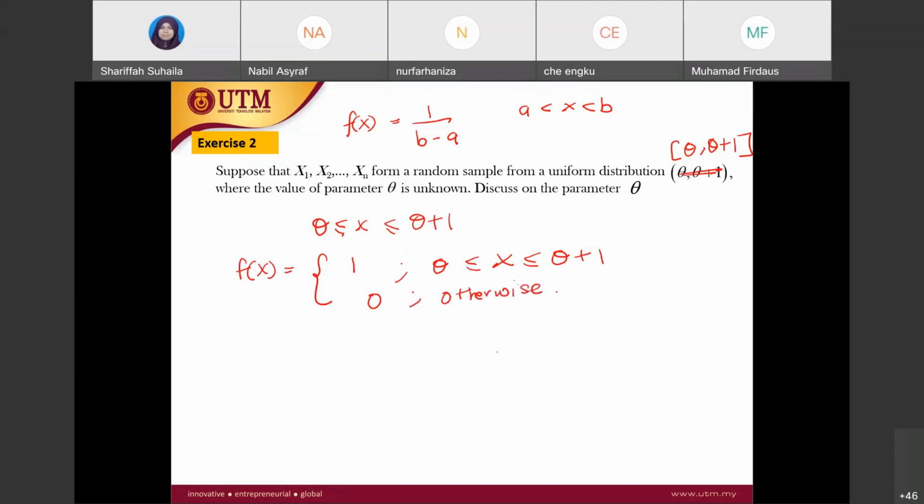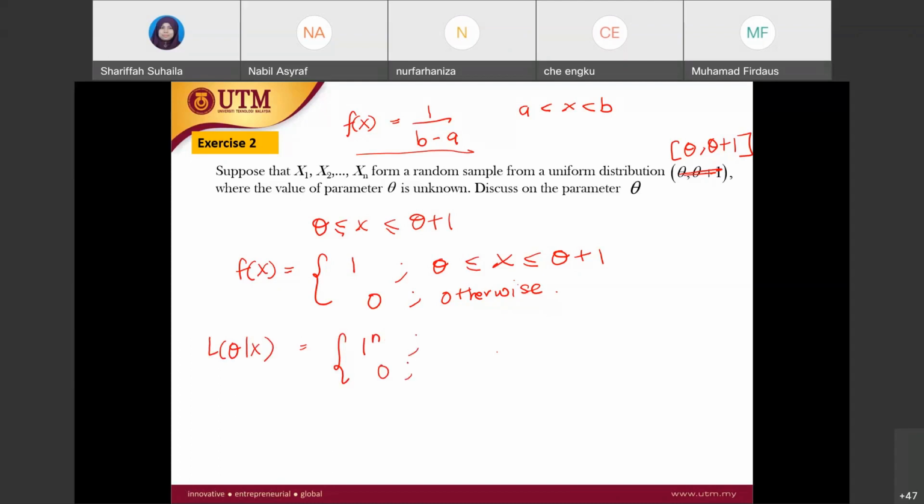So this is the uniform distribution for the case when you have theta plus 1, meaning that range, because the general formula is this one. We just substitute 1 over b minus a, so in this case we have 1. If we build up the likelihood function, it is still the same. We have L(theta) equal to 1 to the power n, and otherwise we have 0 outside the same range.